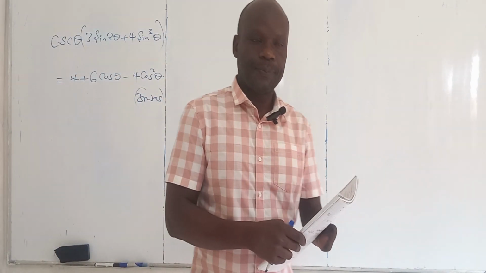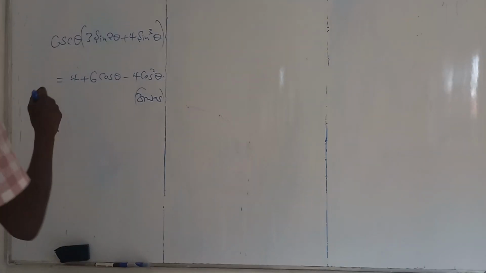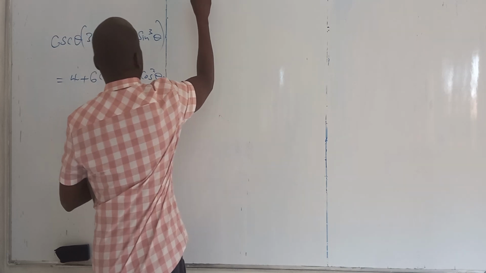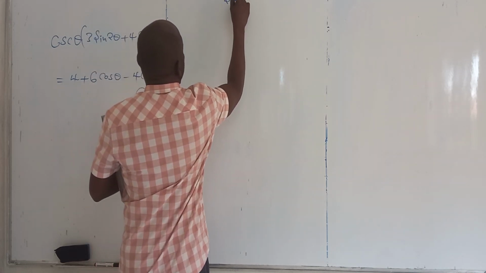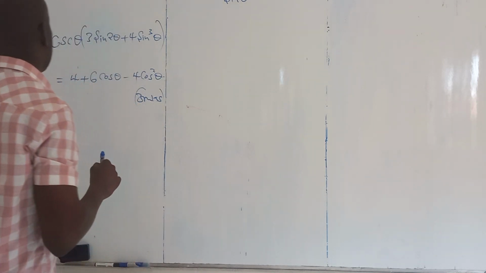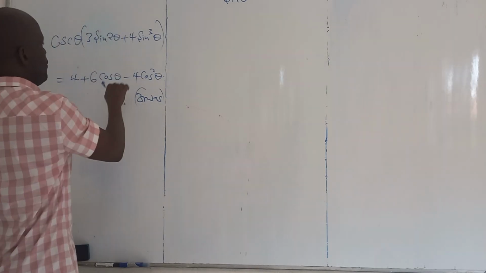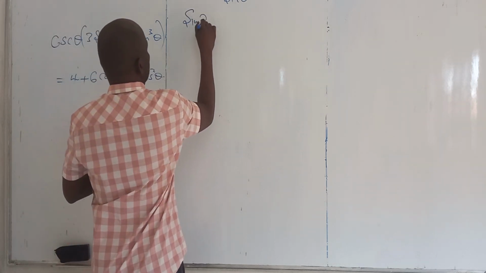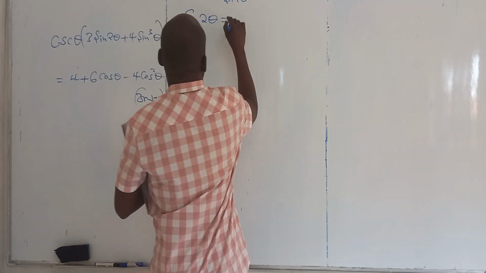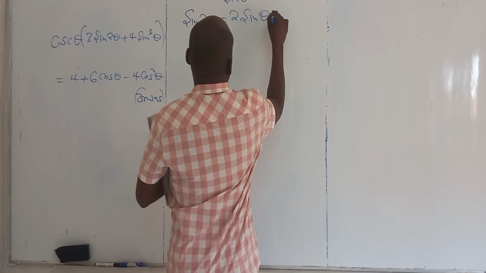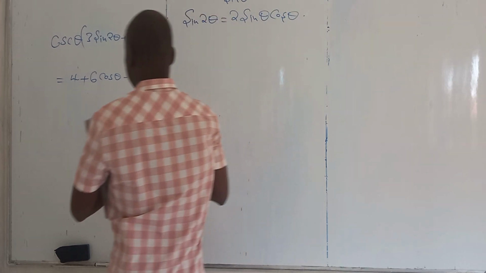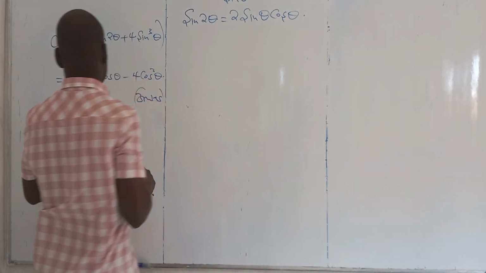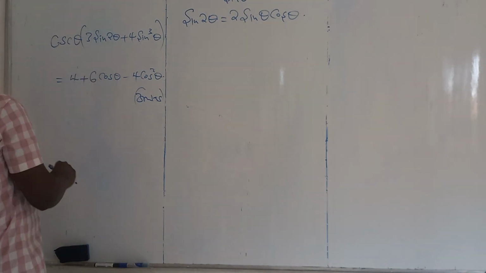So this is how we proceed. First, we remember that cosec of theta is similar to 1 over sin theta. We want to rewrite it in a different form so that we get this. And we also remember here that sine of 2 theta is equal to 2 sin theta cos theta. So having those two identities, it is possible to rewrite this in this form.